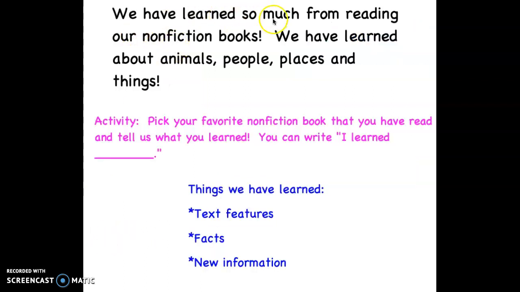So we have learned so much from reading our nonfiction books. We have learned about animals, people, places, and things. So your activity today is to pick your favorite nonfiction book that you have read and tell us what you learned. You can write, I learned blank. Here are some things to help you. Things we have learned. We've learned about text features, we've learned facts, and we've learned new information. So pick any book that you like and draw, label, and write what you learned. We can't wait to see all of your work today.